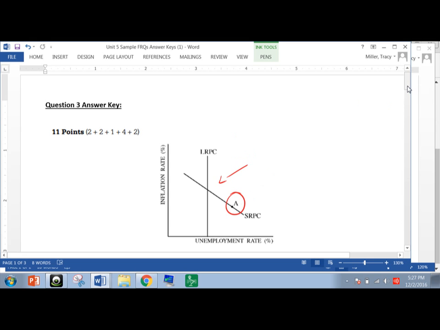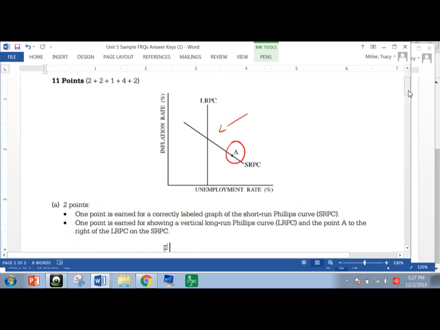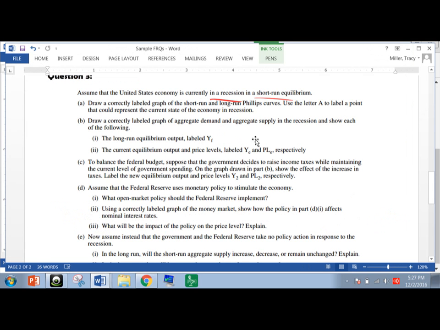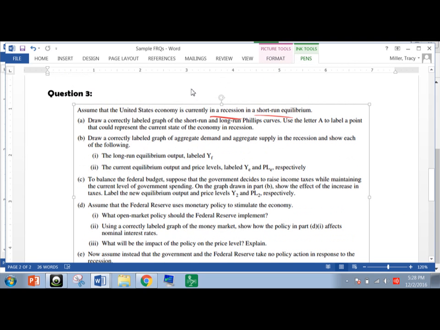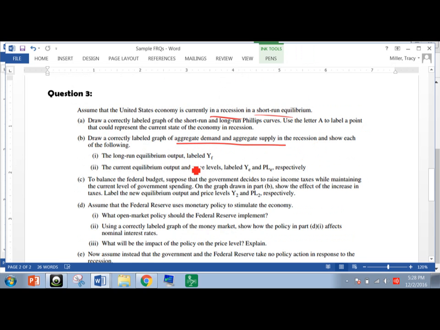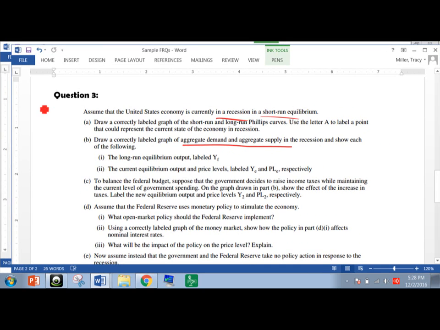So you're going to get 1 point for doing a correctly labeled graph of the short-run Phillips curve, and then another point for putting point A in the correct location. Going back to it, now we have to label this on the aggregate demand, aggregate supply graph, which, again, is something I've told you guys before, is something that all of you are super capable of, and I think that is totally within your skill level.